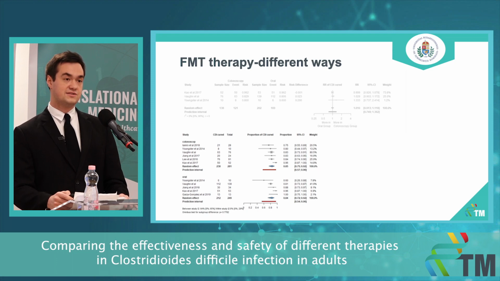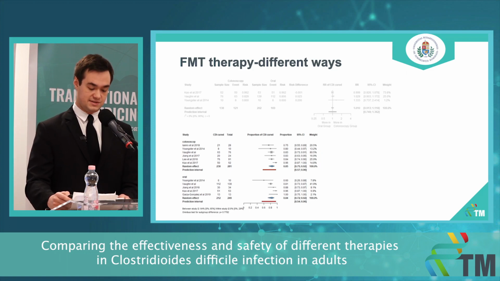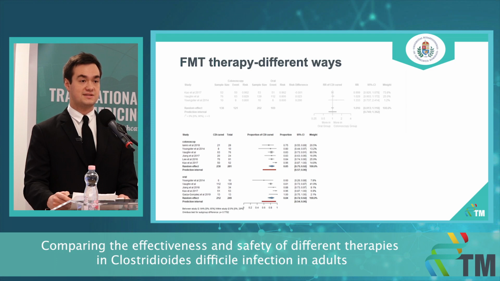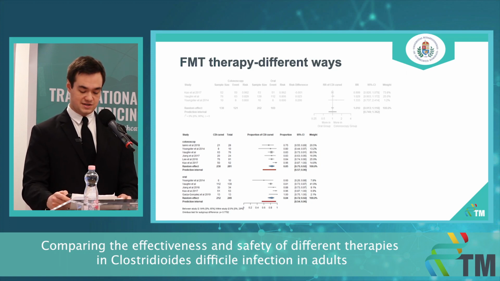The recovery in the colonoscopy arm is 85%, and in the oral way, it's 84%. So here the difference is also 1%, which is neither mathematically significant nor clinically relevant, but therefore further RCTs are needed to find out which method is more effective.